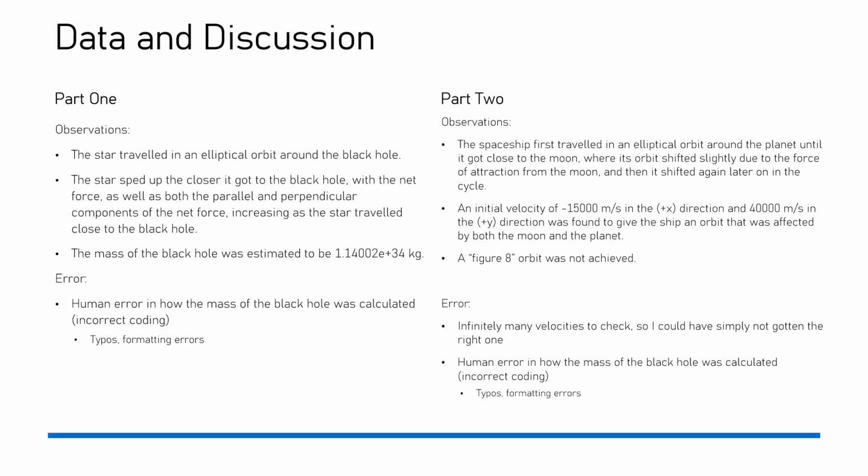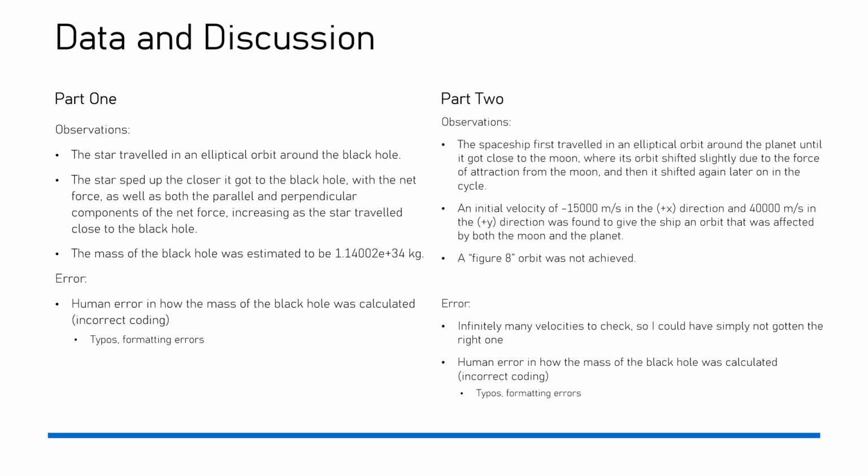Alright, so for part 1, we saw the star traveling in an elliptical orbit around the black hole, getting faster as it went closer to the black hole, and the parallel and perpendicular components of the net force increased as the star traveled closer to the black hole. Now, the mass of the black hole was again estimated to be about 1.14 times 10 to the 34th kilograms, and some error would just be how the code was calculated.